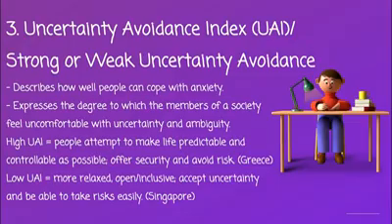The third one, Uncertainty Avoidance Index, or UAI, or strong or weak uncertainty avoidance. This describes how well people can cope with anxiety. It expresses the degree to which the members of a society feel uncomfortable with uncertainty and ambiguity. High UAI means people attempt to make life as predictable and controllable as possible, as it offers security and avoids risk. An example country is Greece. Low UAI is a country that is more relaxed, open or inclusive, and accepts uncertainty and is able to take risk easily. An example country of this is Singapore.